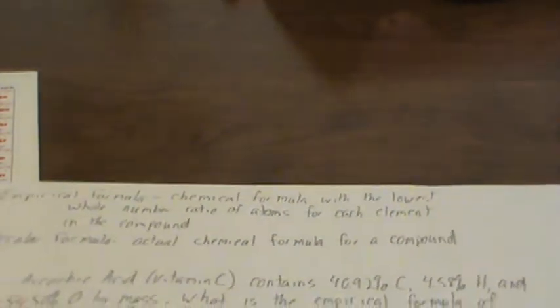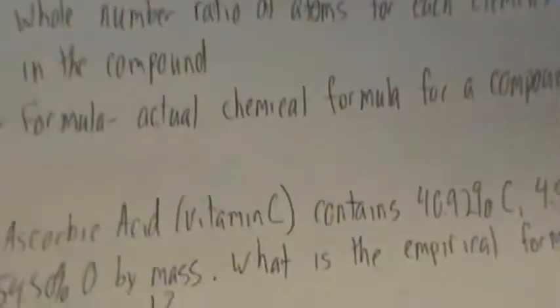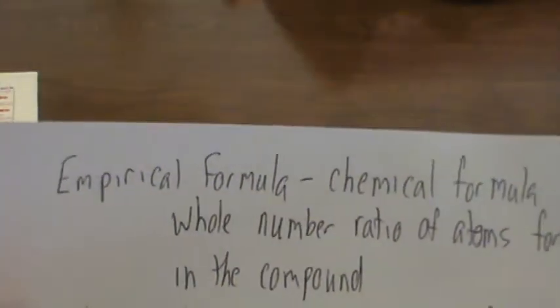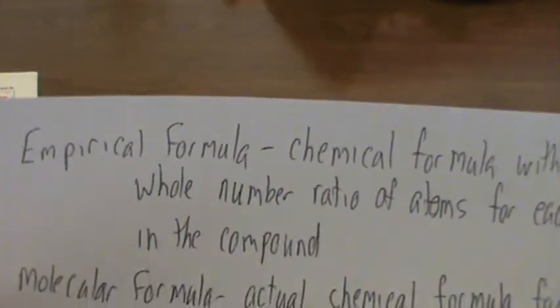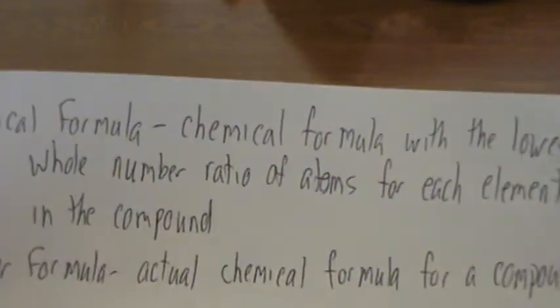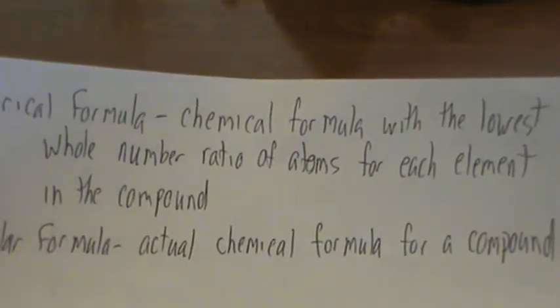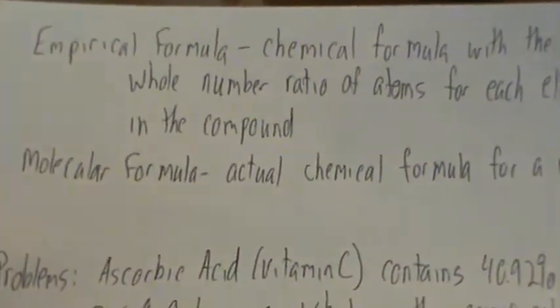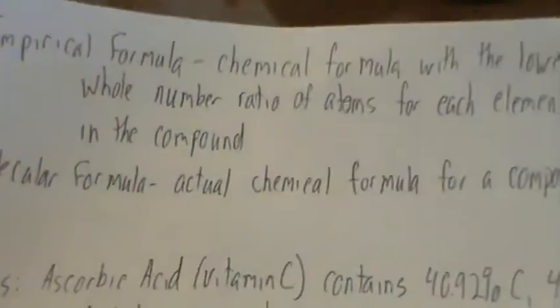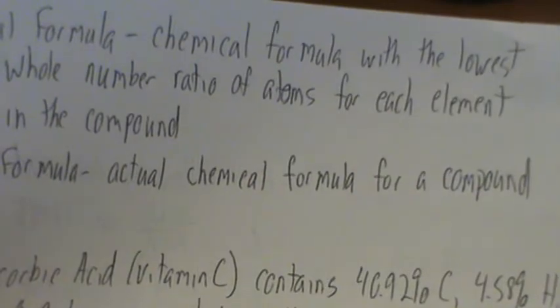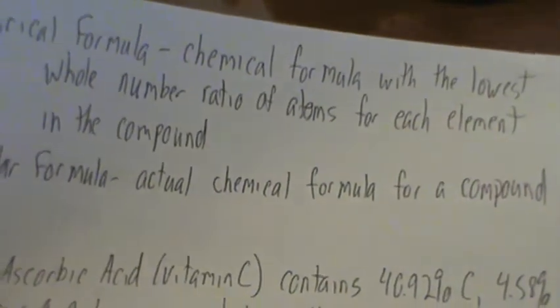Now what we can possibly do, if we're given the percent composition, we can find the formulas of the compound. And we actually have two different types of formulas that we can find. One of them is called the empirical formula. And it's the chemical formula with the lowest whole number ratio of atoms for each element in the compound. And the molecular formula, to put it real simply, it's just the actual chemical formula of the compound.